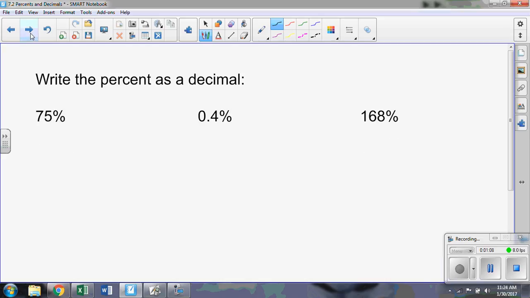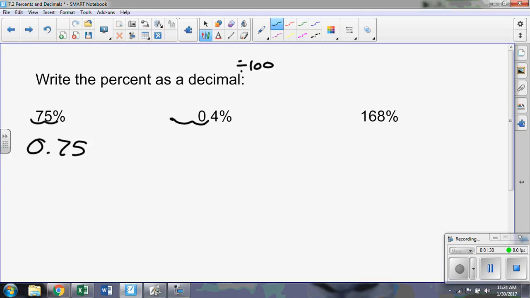Of course, to go backward, to change a percent into a decimal form, that's where you have to divide by 100, which has the effect of moving the decimal 2 places to the left. So 1, 2. I got my 0 in the wrong spot there. 0.75.